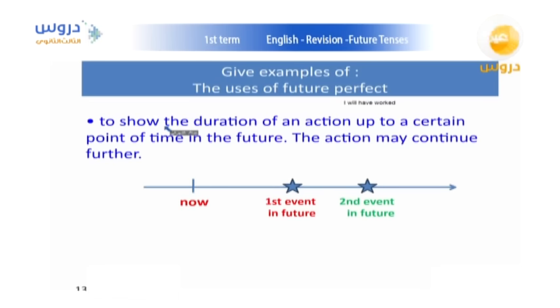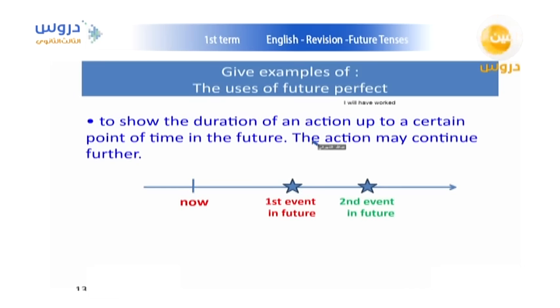The future perfect is used to show the duration of an action up to a certain point of time in the future; the action may continue further. So now this is the first event in the future and the second event in the future. To sum up, the future perfect tense is an easy tense to understand and use. It talks about the past in the future.